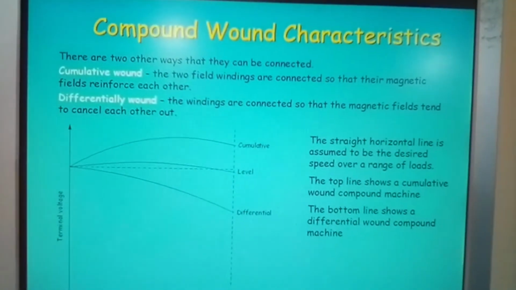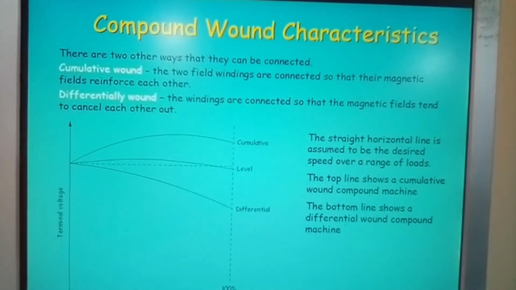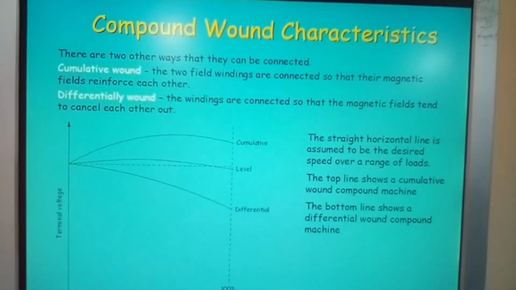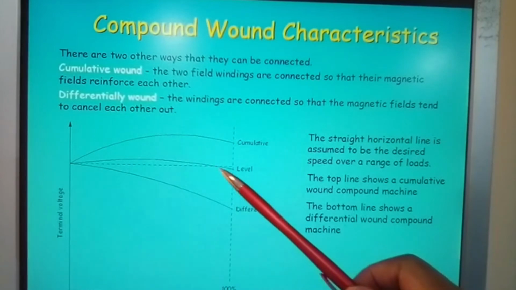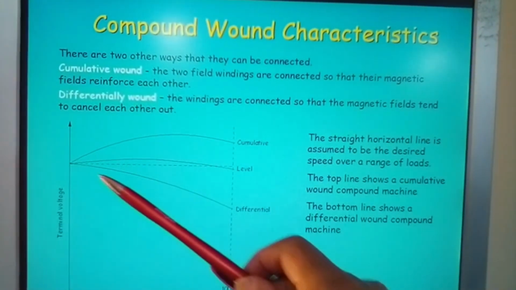And here we're looking at the compound wound characteristics. Now read the graph and look at the levels: terminal voltage, load current. You can see here, it gives you an idea. Now here is the maximum level, and this is where it begins to fall off. And here you have your differential.